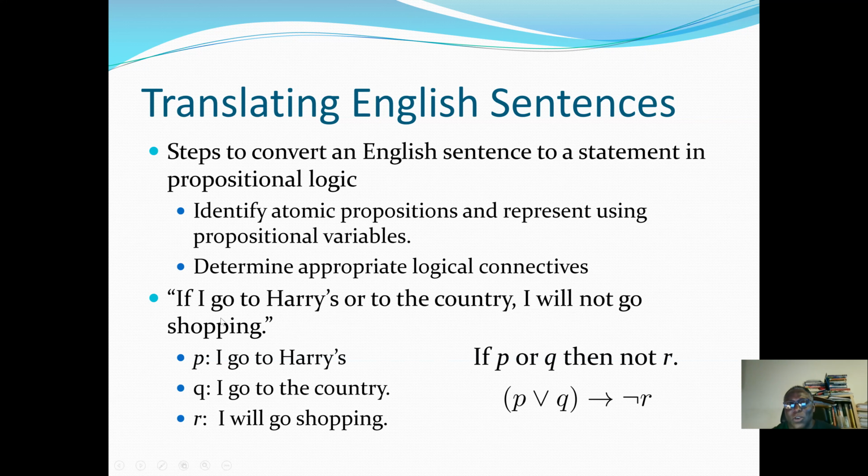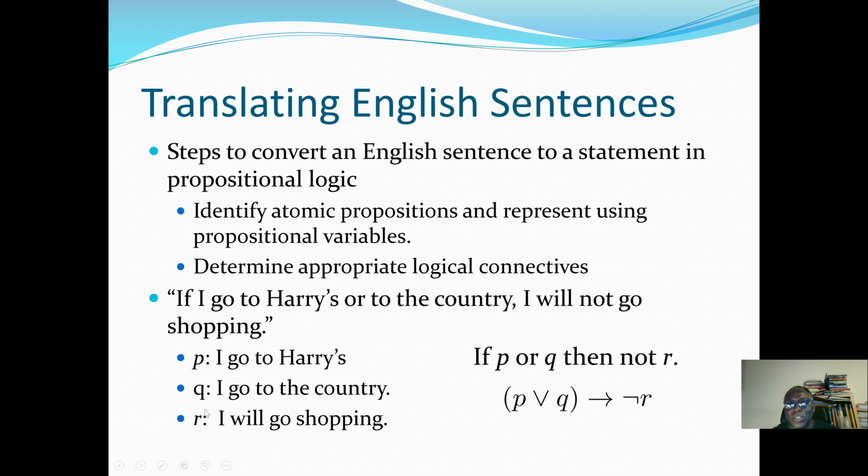So this will be, if I go to Paris, that will be 1. After I identify this, I will represent it with a variable. In this case, we represent it with the propositional variable P. To the country will be Q. I will not go shopping, that's the smallest unit of a sentence. There's no comma, no and, no or. So that will be R.